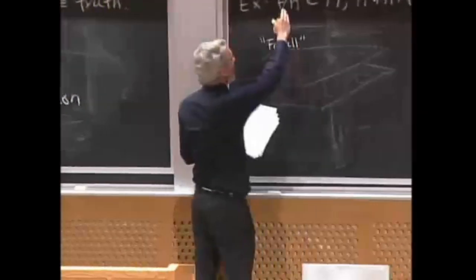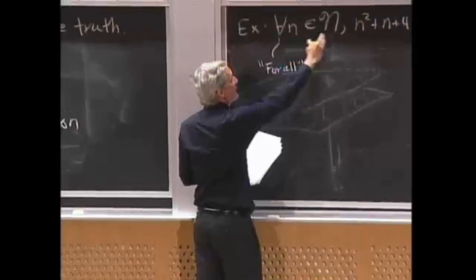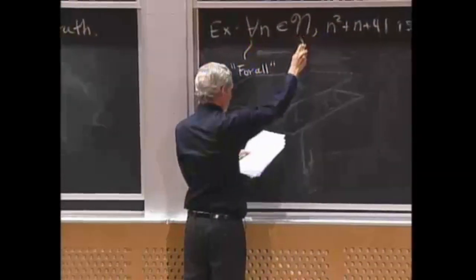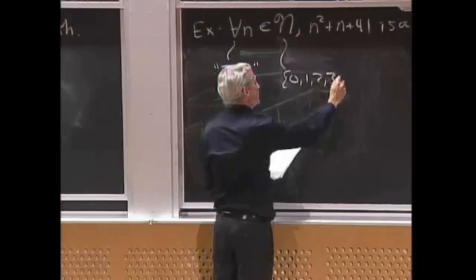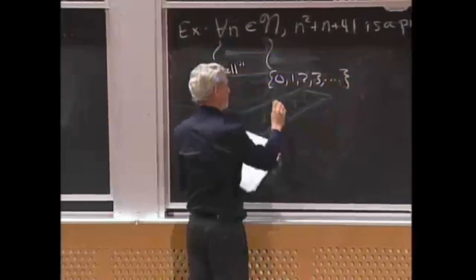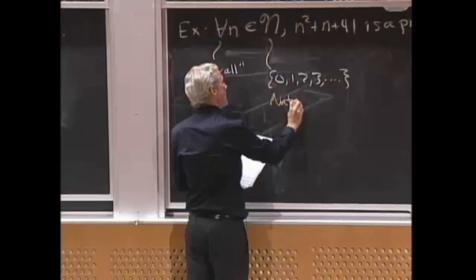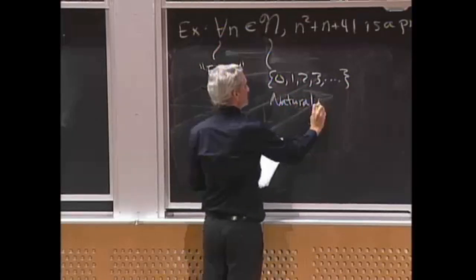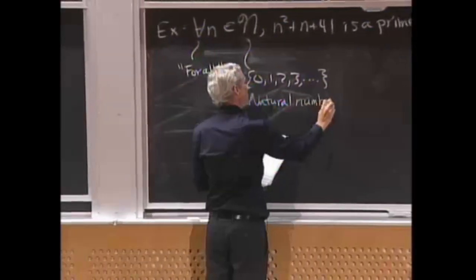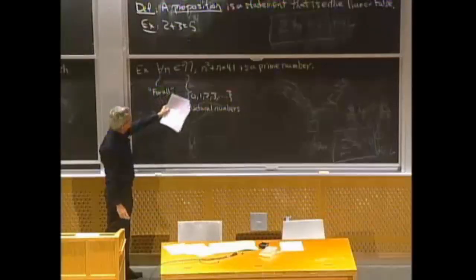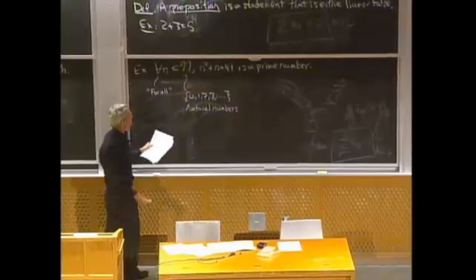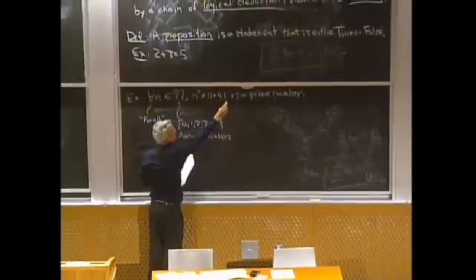And that means for every possible choice of n, and this is in the natural numbers, which is the set 0, 1, 2, 3, and so forth. It's basically the integers, but not negative. So we're saying for every natural number, i.e. for 0, for 1, for 2, and for 3, and so forth, this expression is a prime.